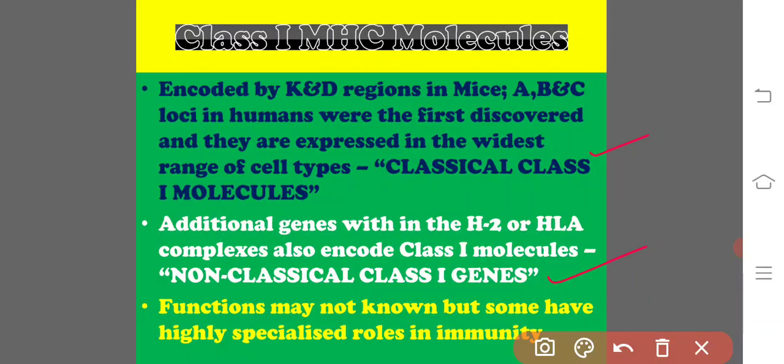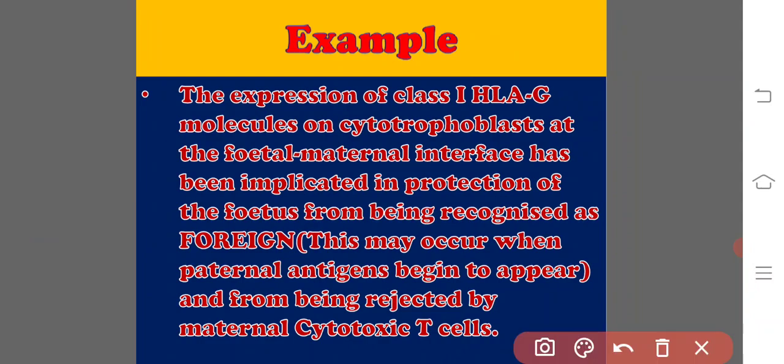And here, functions are not known for all these gene products. Some may have highly specialized roles in the process of immunity. The best example for this is the expression of class 1 HLA-G molecules on cytotrophoblasts at the fetal-maternal interface, which has been implicated in protection of the fetus from being recognized as foreign. This may occur when paternal antigens begin to appear, and from being rejected by maternal cytotoxic T cells. This is the best example.